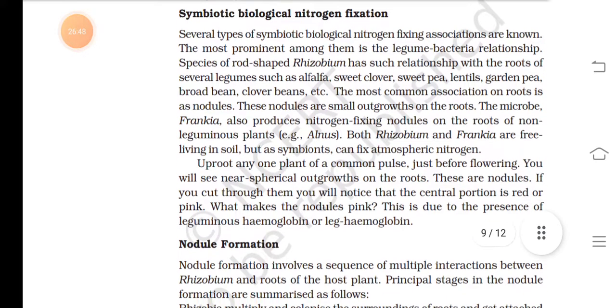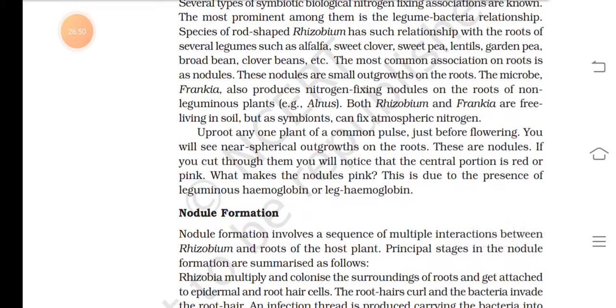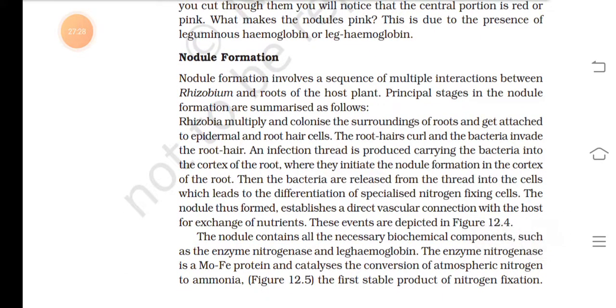The microbe Frankia also produces nitrogen fixing nodules on the roots of non-leguminous plants, for example Alnus. Both Rhizobium and Frankia are free living in soil, but as symbionts can fix atmospheric nitrogen. Uproot any one plant of a common pulse just before flowering. You will see near spherical outgrowths on the root. These are nodules. If you cut through them, you will notice that the central portion is red or pink. What makes the nodules pink? This is due to the presence of leguminous hemoglobin or leghemoglobin.